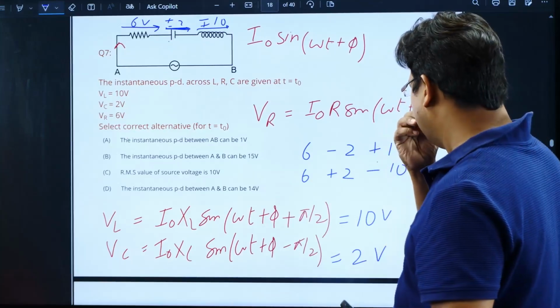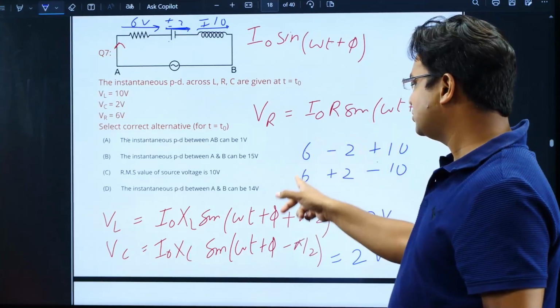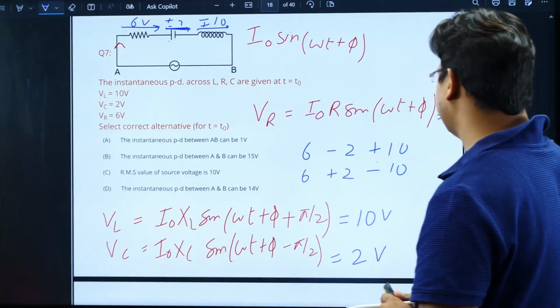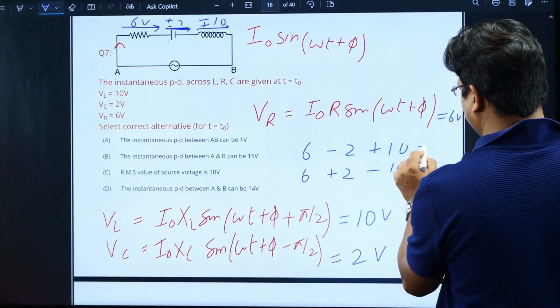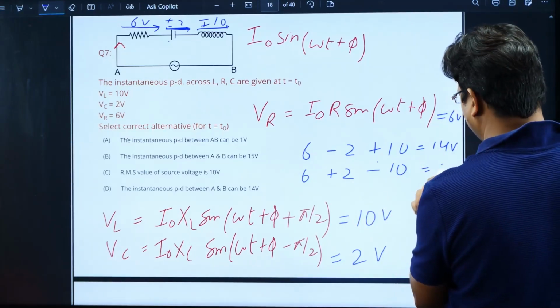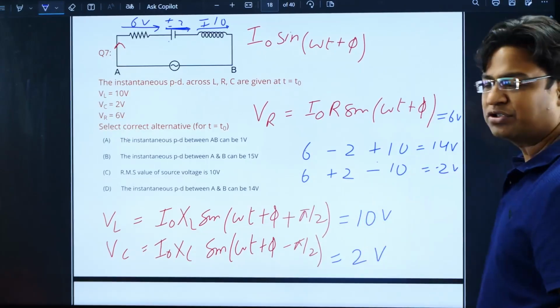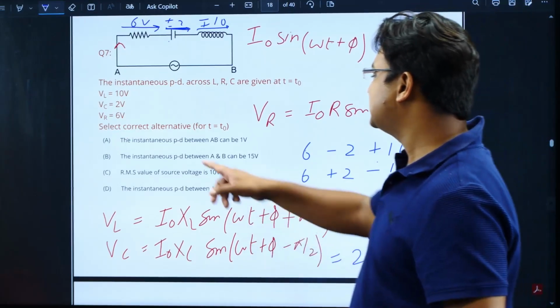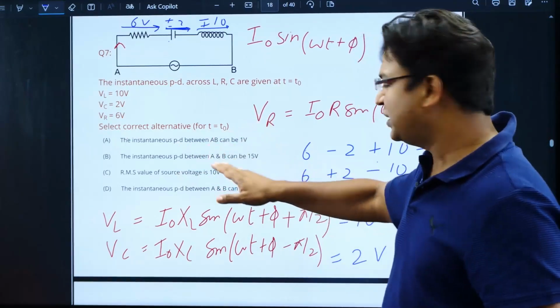Okay, you can say that here also we should change the sign. I think that will give us the same answer. So here the answer that we are getting is 14 volt, and here the answer that we will get is minus 2 volts. So let's focus on the magnitude. So the instantaneous potential difference 1, we are definitely not getting 1.